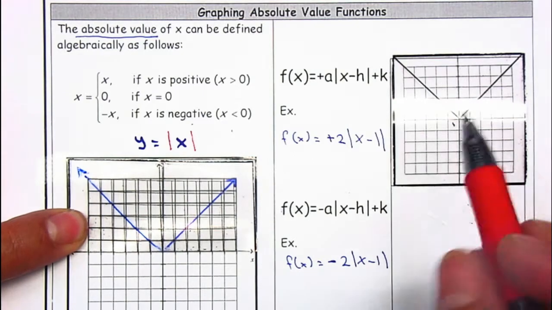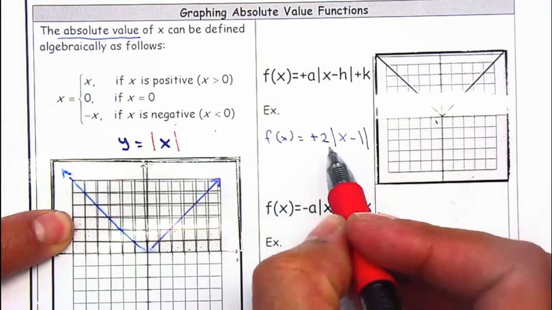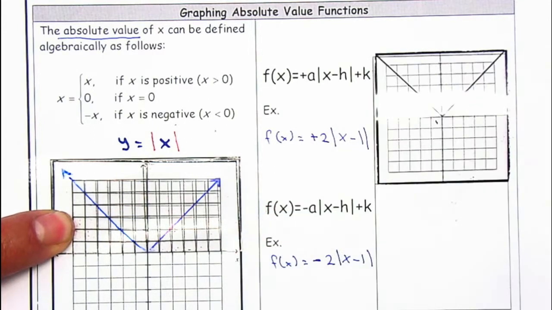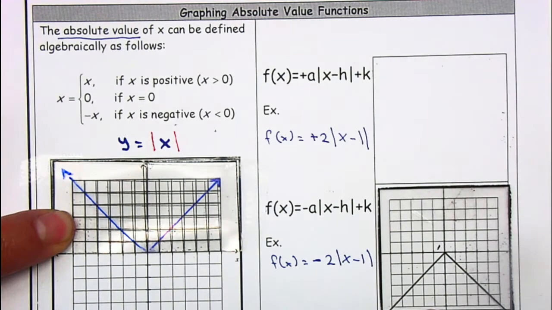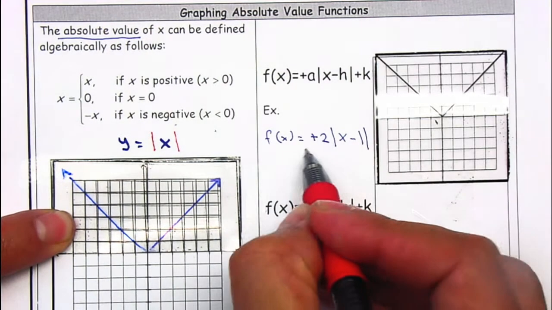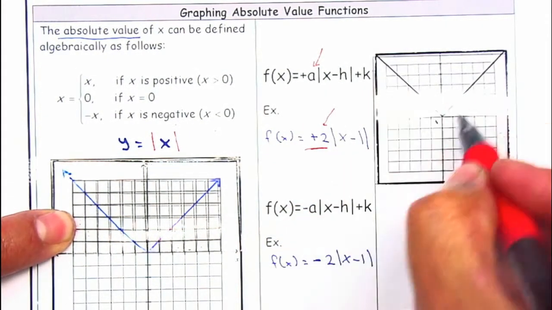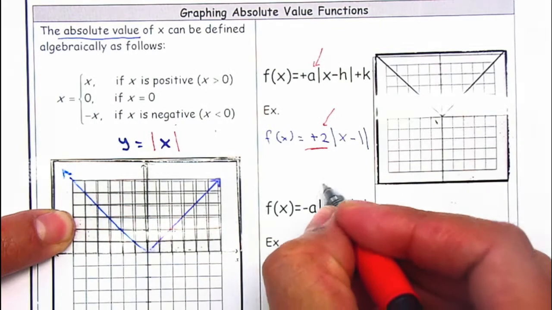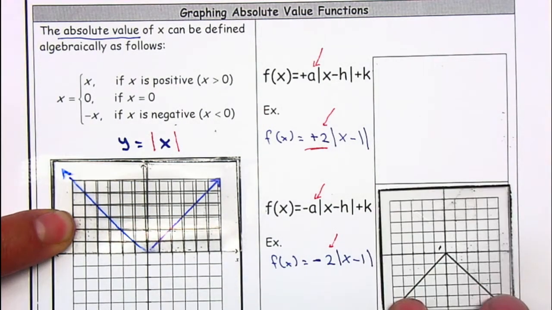On the right hand side, if it's positive, your V, your absolute value, will be facing up. If it's negative, your absolute value will be facing down. For example, if the value of a is positive, then your graph will be facing up. If the value of a is negative, your graph will be facing down.